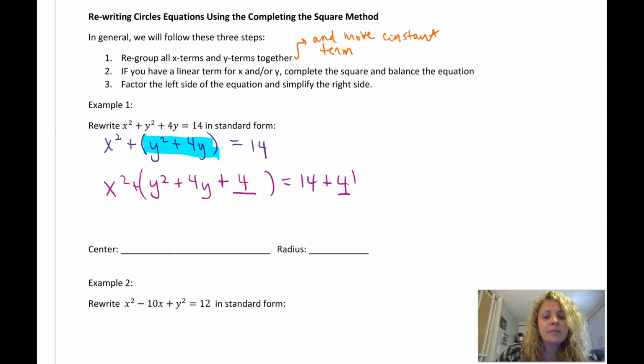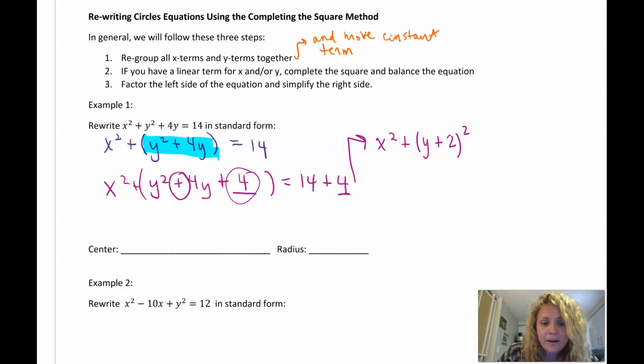So then the last step is we're going to factor the left side. x squared stays by itself. It doesn't change. When we factor y squared plus 4y plus 4, well, this is where we can do the shortcut we just went over. The square root of the first term is just y. The sign of the middle term is addition, so it remains plus. And then the square root of the third term, the square root of 4, is 2. So that factors to y plus 2 squared.